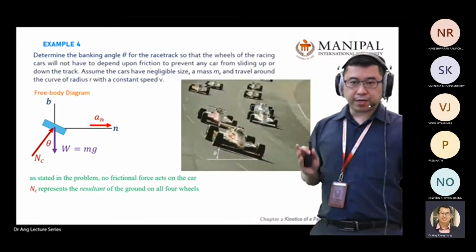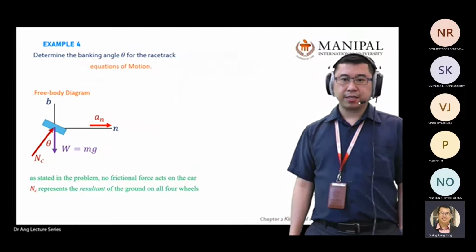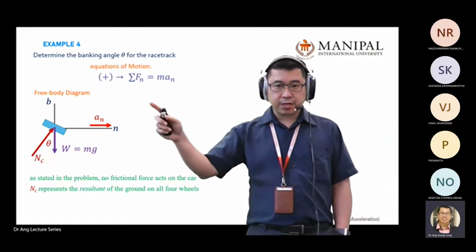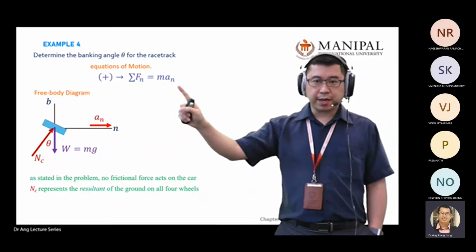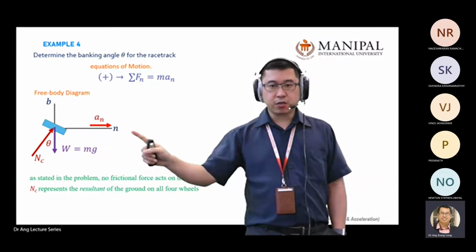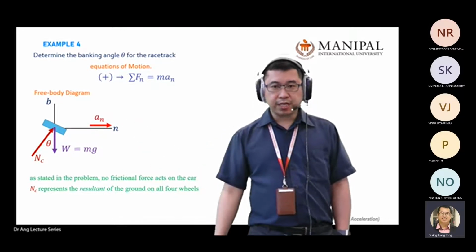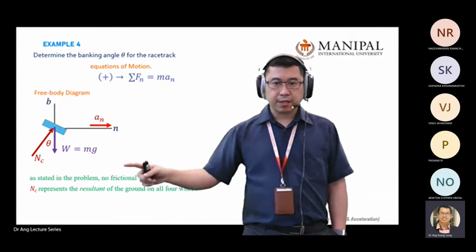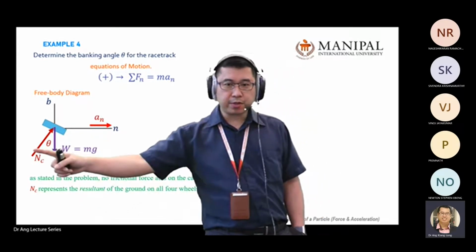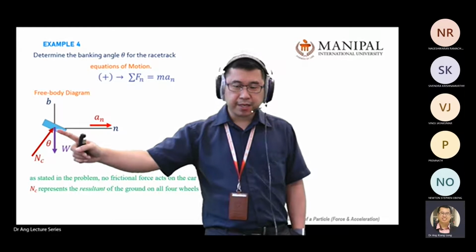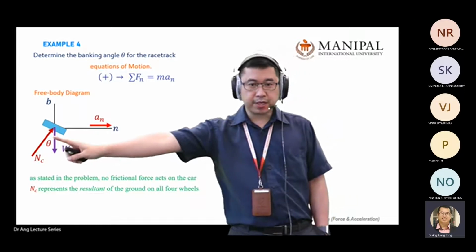Okay, so I remove the question and I focus on determining the banking angle of the racetrack. For the equation of motion, I take the direction toward the center, the n direction, as positive. So F equal to ma. I derive this equation because the weight points down, and there will be a force that reacts to this weight on the track itself, which is the normal force on the racetrack.